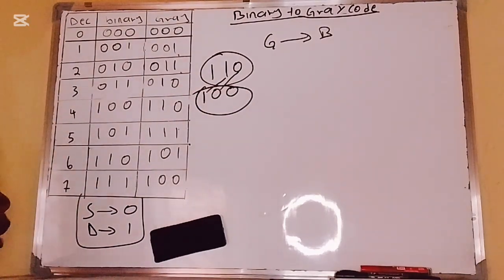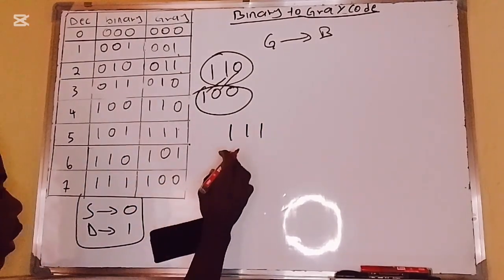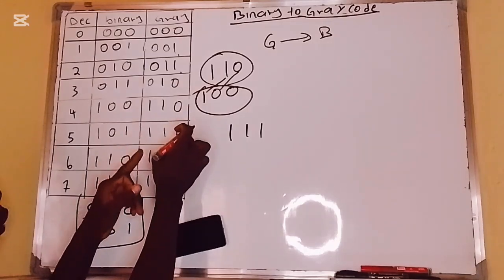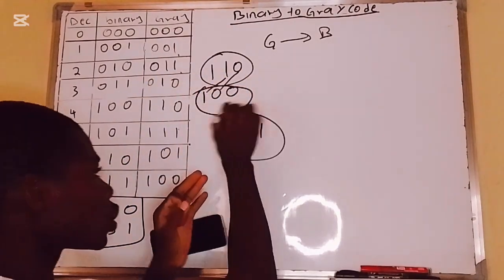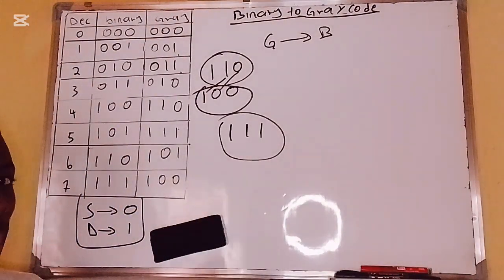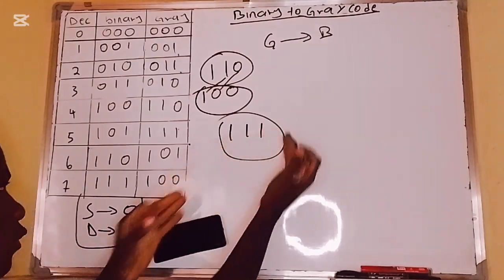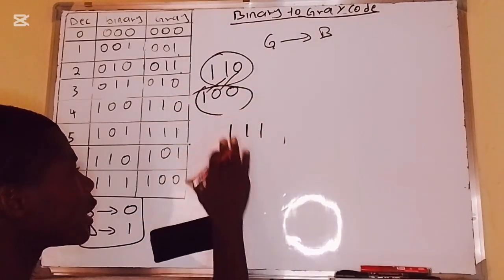And let's take another one. We have 111. So we are going to convert this 111 from gray code. This is a gray code. It can be gray code, it can be binary, but we're assuming this is gray code. So we have to convert it to binary.